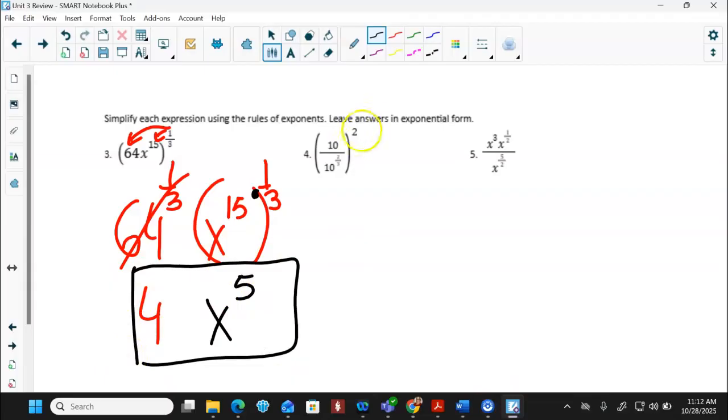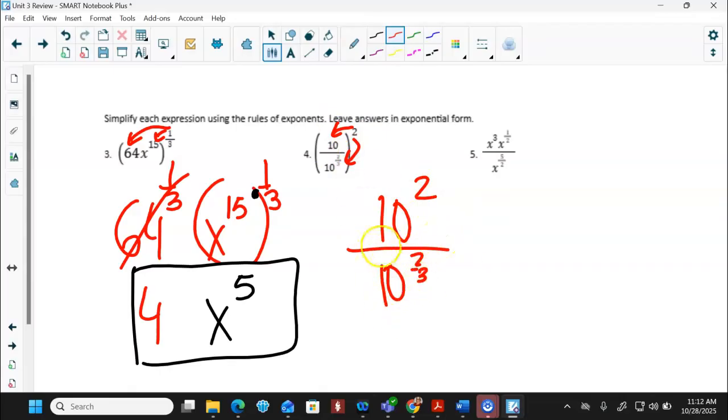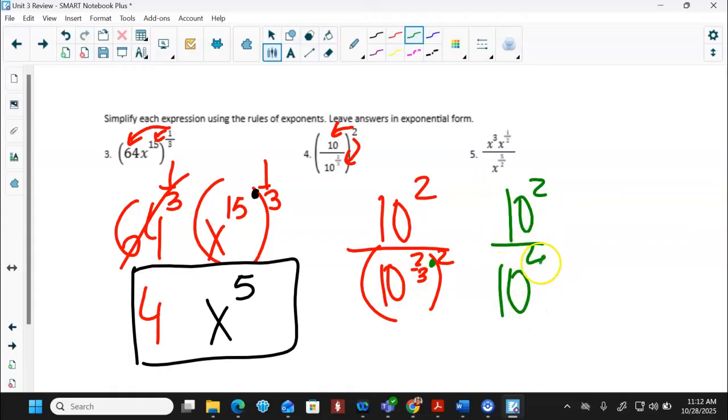Okay? Now here, we got a 2 on the outside. So again, this is a fraction. So 2 belongs to the top and the bottom. So we're going to rewrite it. The 10 gets a 2, not 10 times 2, 10 raised to a 2nd power. And then 10 to a 2/3, it's now raised to a 2nd power. Now, a lot of you guys that I noticed during practice were trying to take 10 squared, leave it as it is. First, multiply the bottoms. So 10 squared. Here, 2/3 times 2, that's 10 to a 4/3.